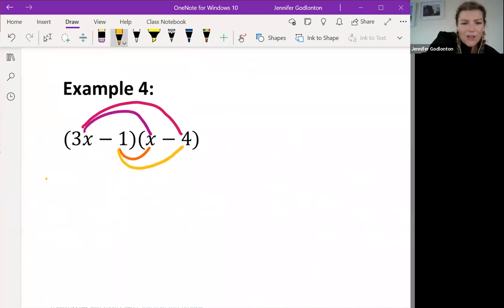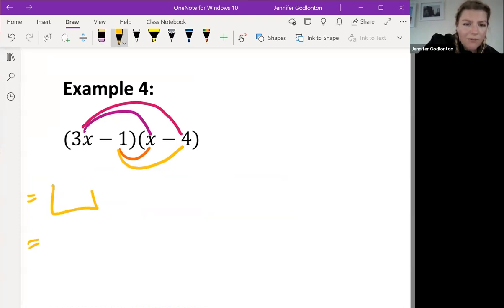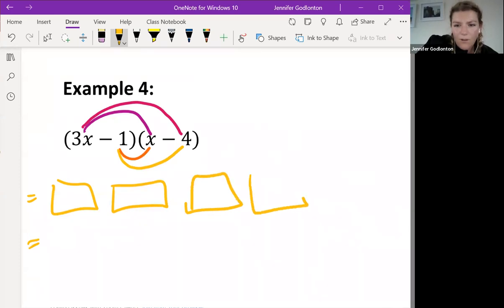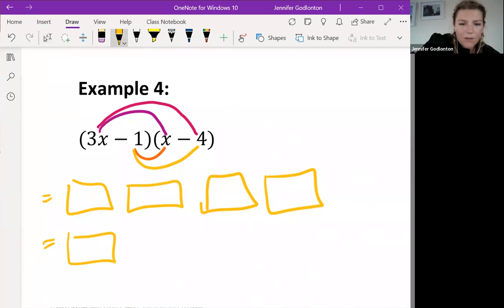So this step, I should have 4 different terms. And then I'm going to land up with 3 different terms. Okay, so this step, I'm going to have 1, 2, 3, 4, and then I'm going to land up with 1, 2, 3.